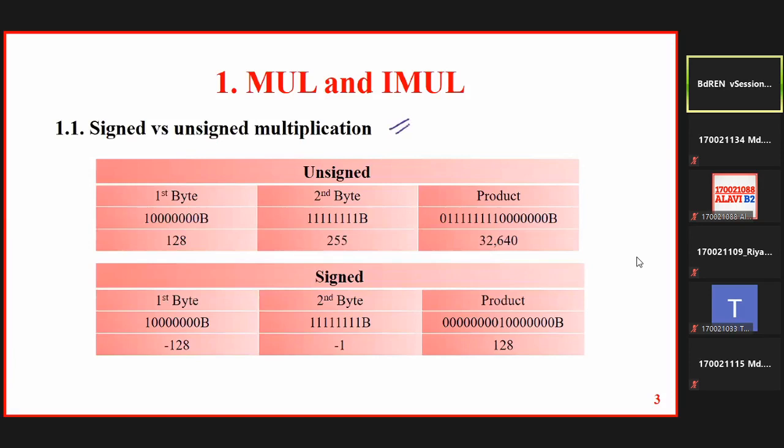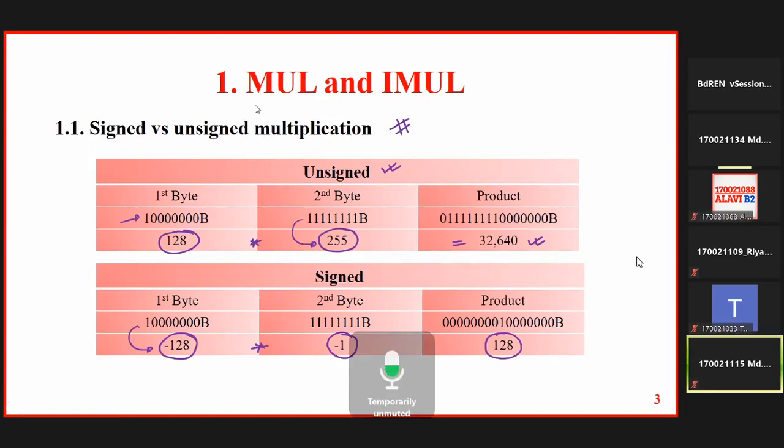First of all, we will see what is signed versus unsigned multiplication. Let us say our first byte of the multiplication, the first number, is 180. In the unsigned case, this binary number corresponds to 128 in decimal, and this corresponds to 255 in decimal. If we multiply these two, we will get this result in decimal. But in the signed case, if we convert that, we will get minus 128, and in this case minus 1. Minus 1 and minus 128 will give a positive value, 128. So is it clear that signed and unsigned multiplication will give two different results?